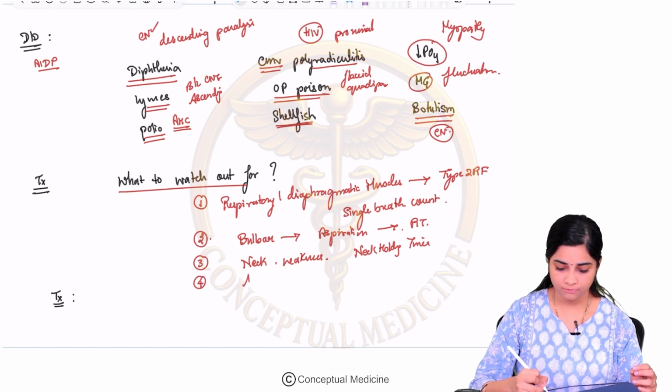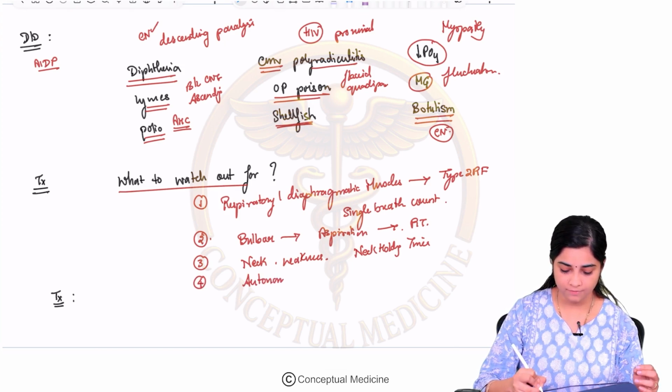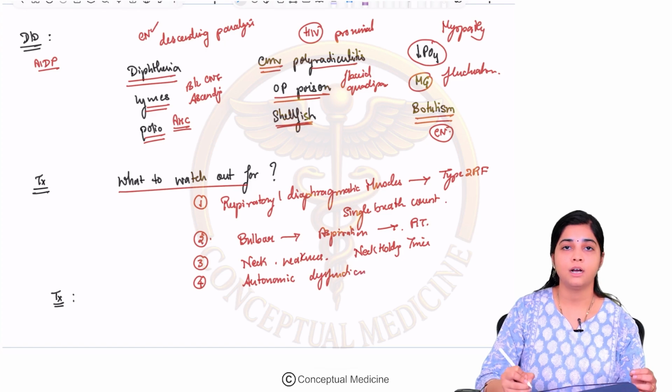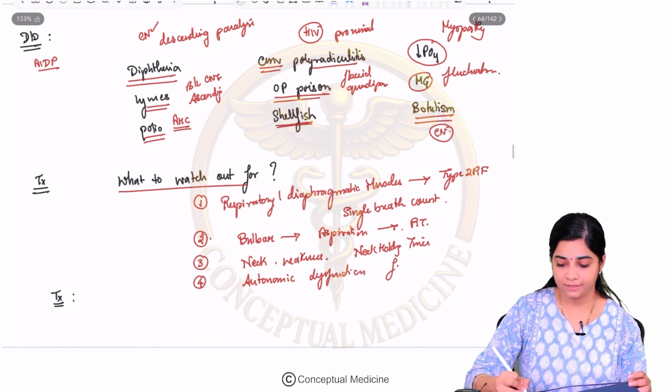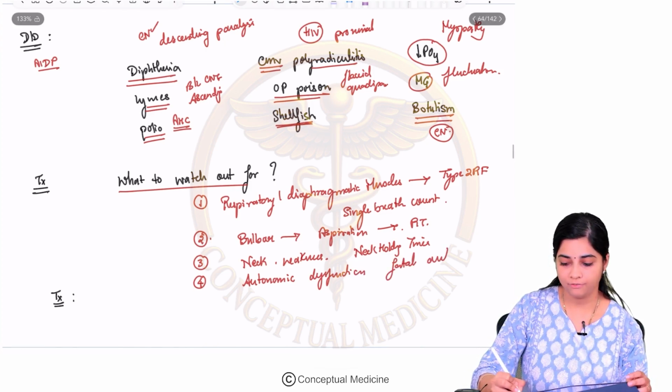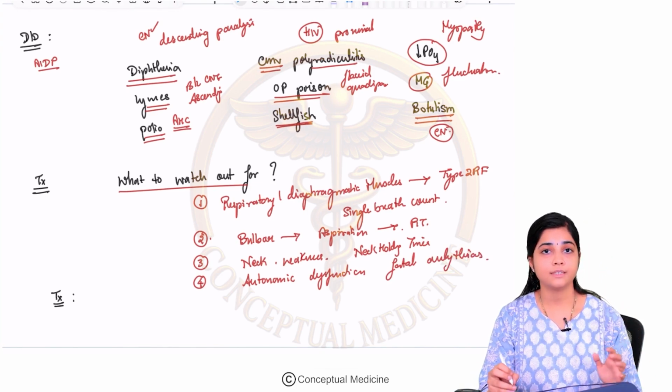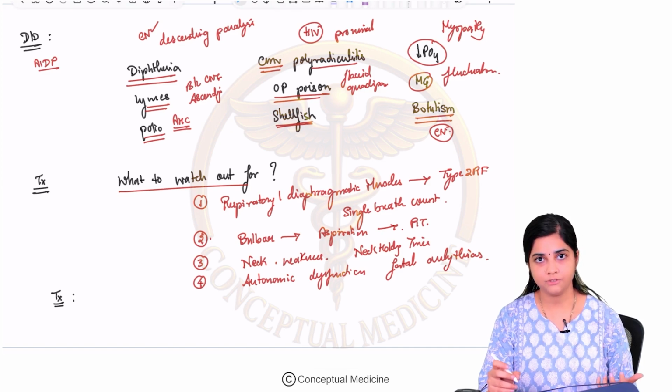Fourth, always look for autonomic dysfunction. Right? Check your BP, check your heart rate, because you can have fatal arrhythmias. So always look out for these. So this is about how do you monitor a patient with GB syndrome.